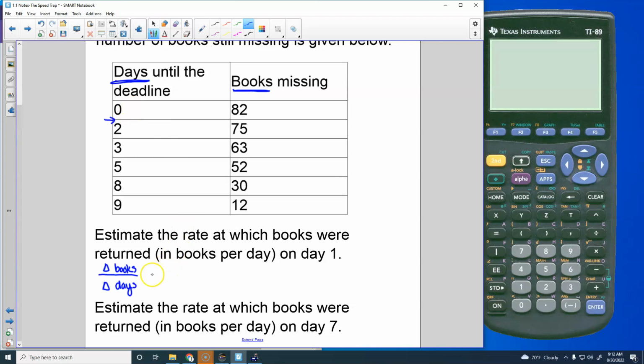So we could do 75 minus 82 over 2 minus 0. We're just using those 2 points, 0, 82, and 2, 75, to find a slope. So whenever we do that, 75 minus 82 is going to give us negative 7, and over 2, so we get negative 3.5.